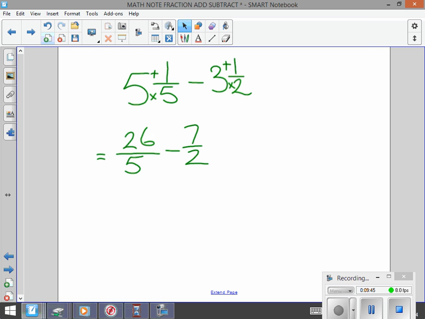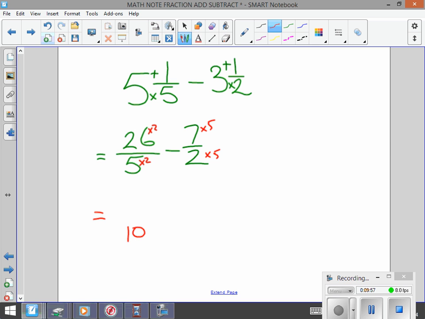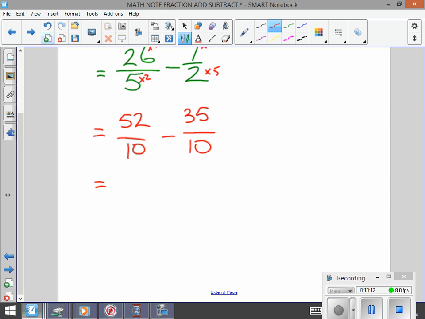I need a common denominator. 2 will not go in evenly to 5, so we'll just multiply this whole side by 2. And this fraction, the numerator and denominator, by 5. That'll get us a new common denominator. So we have 10 here, and 26 times 2 is 52. When we subtract, again, that will be 10 as my denominator on that side, and 7 times 5 is 35. So now we have a straight subtraction question, and we're just going to subtract the numerators. 35 taken from 52 is 17 over 10.